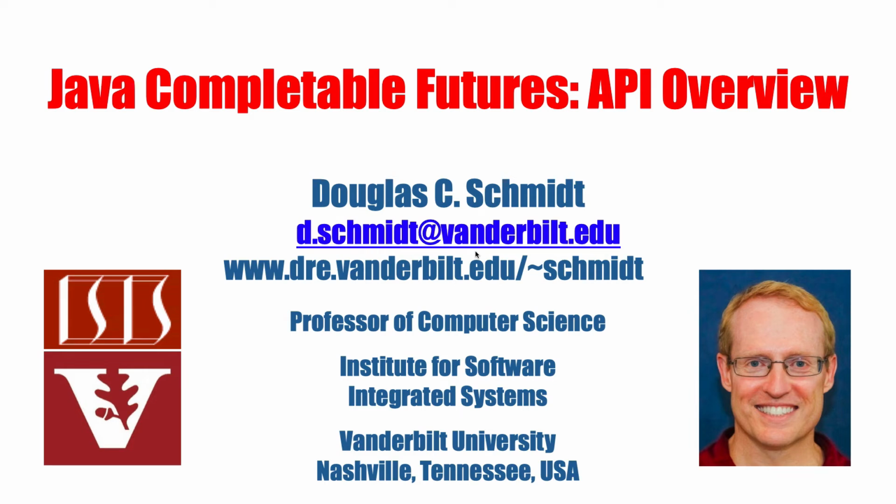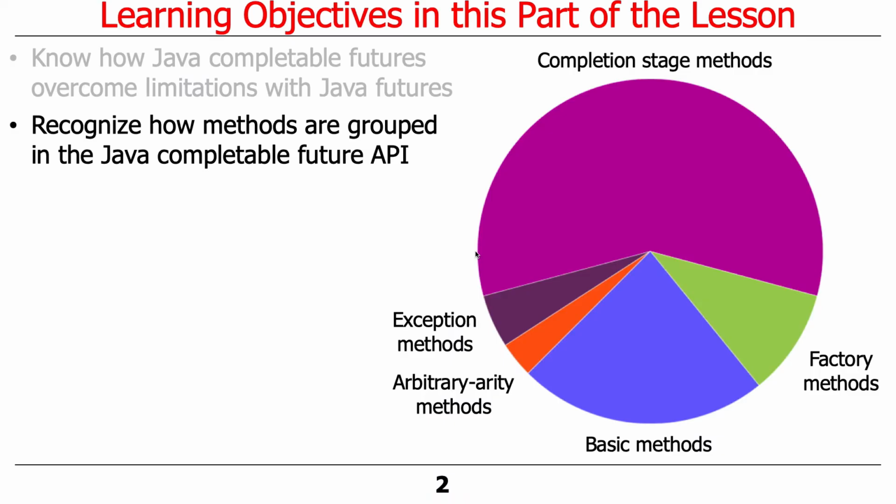So now that you have a high-level view of what the Completable Future framework is intended to do, we talked about at a high level how it addresses some of the limitations with classic Java futures. Let's now begin the discussion of the API of Completable Futures. And as you'll see, this is a rather vast API, and it's somewhat intimidating to see it first.